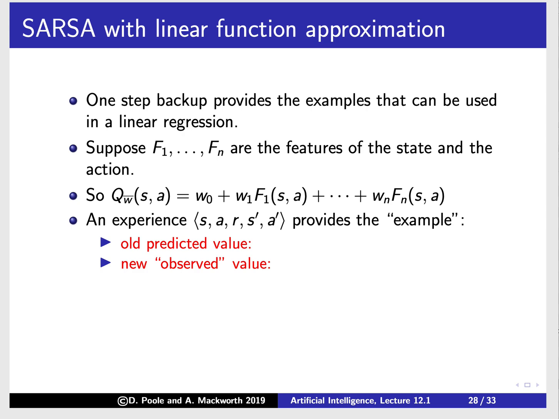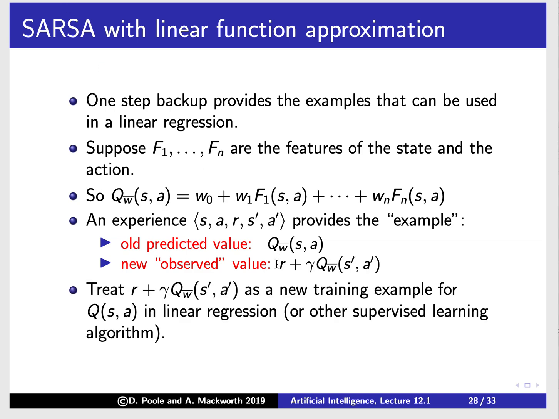Just like in SARSA, we had an experience: in state S, did action A, received reward R, ended up in state S prime, and did action A prime. That's going to provide an example for Q of S and A. The old predicted value is Q of S and A. The new predicted value is the reward plus gamma times the future value, just like we've done before. So the old value is the old predicted value, and the new value is the reward plus the discount factor times the future value.